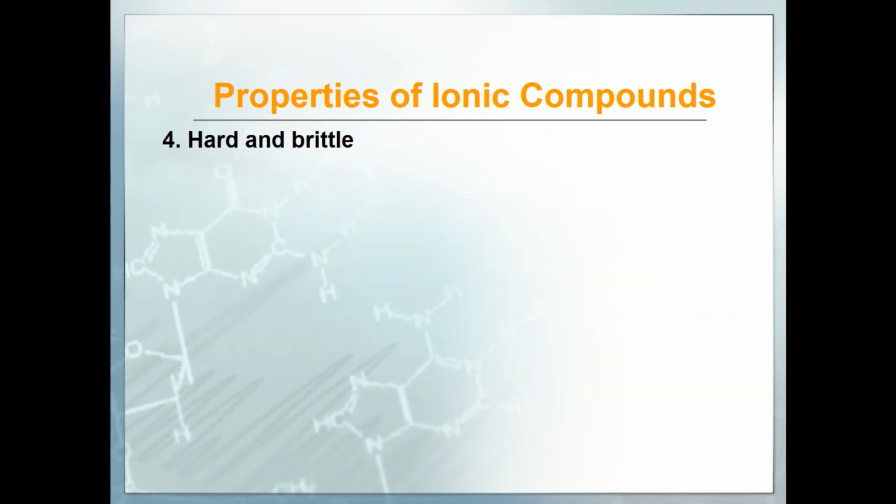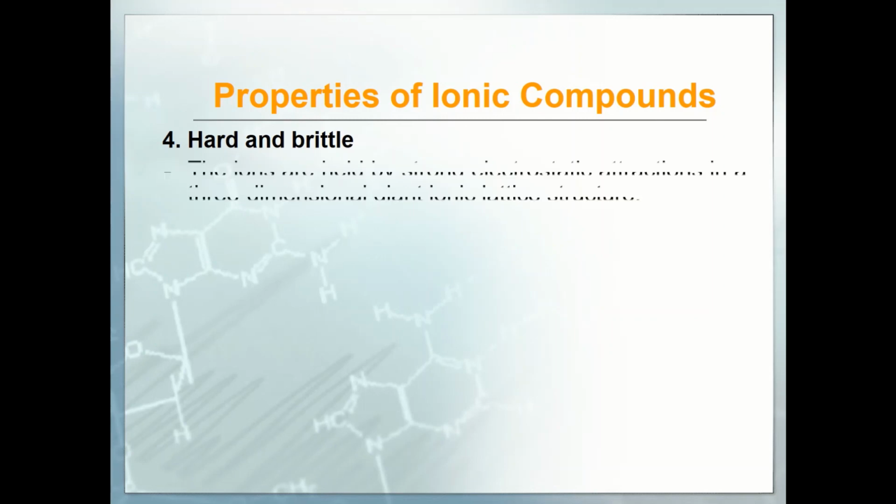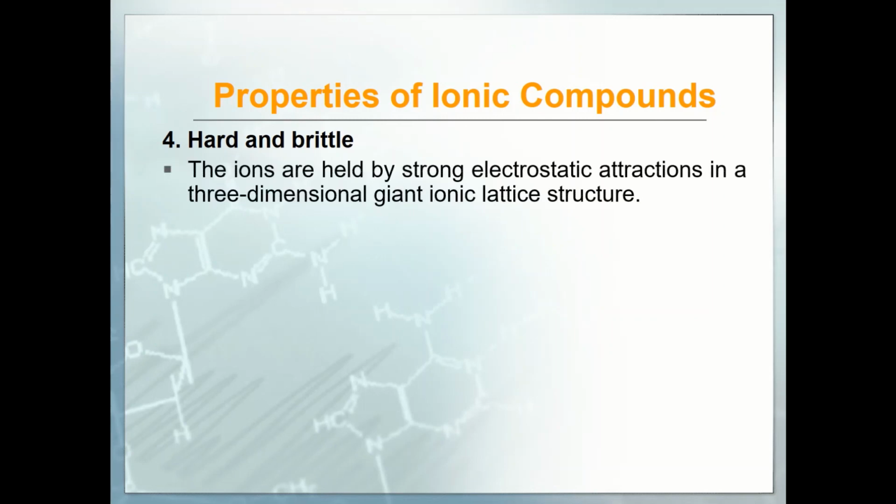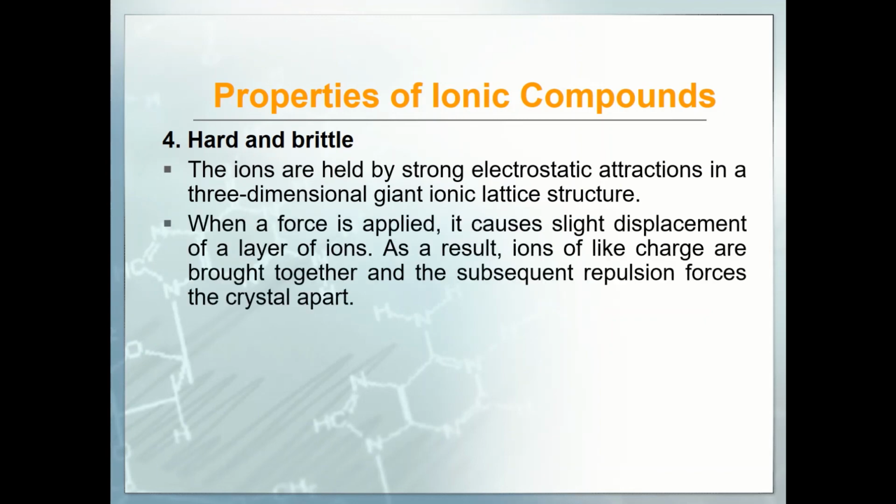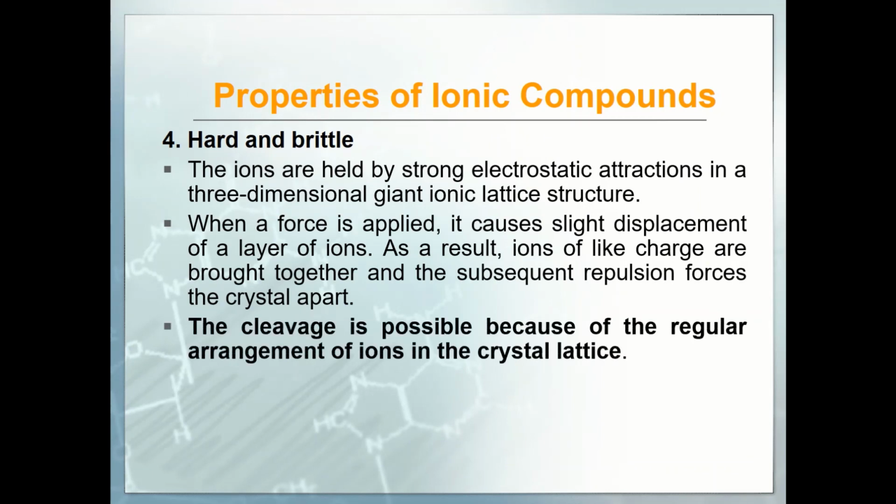Now the last property of ionic compounds is that they are hard and brittle. You know that the ions are held by ionic bonds in an ionic lattice structure. So when a force is applied, the layers of ions will have a slight displacement. When that happens, ions of the same charge are brought together, and they will repel. When they repel, you force the crystal apart.